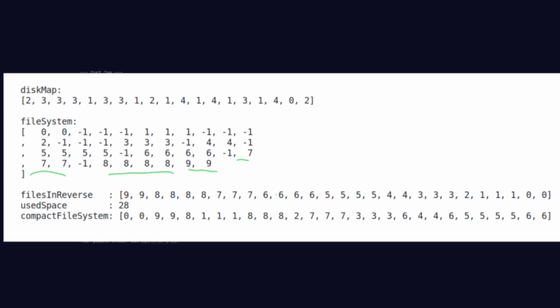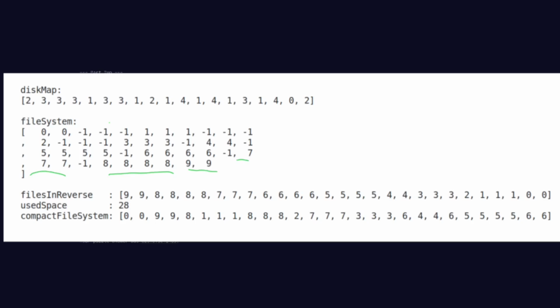So then we can go through our file system, and every time we see a -1, we can ask the files in reverse iterator for some items. First we get 9, we put 9 in there, and then we get 9, put 9 in there, and so on. Every time we see -1, we ask this iterator for the number. And we stop when we reach the number of the file content, which we calculate in advance. Forgot to write here.